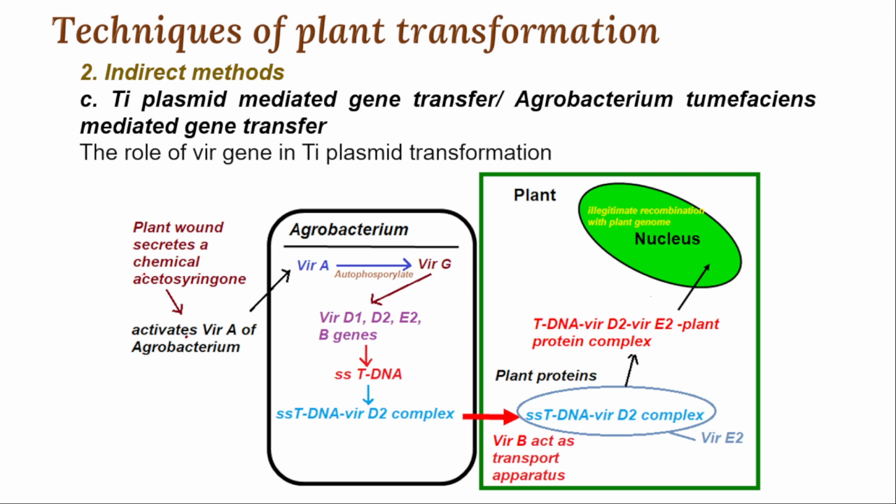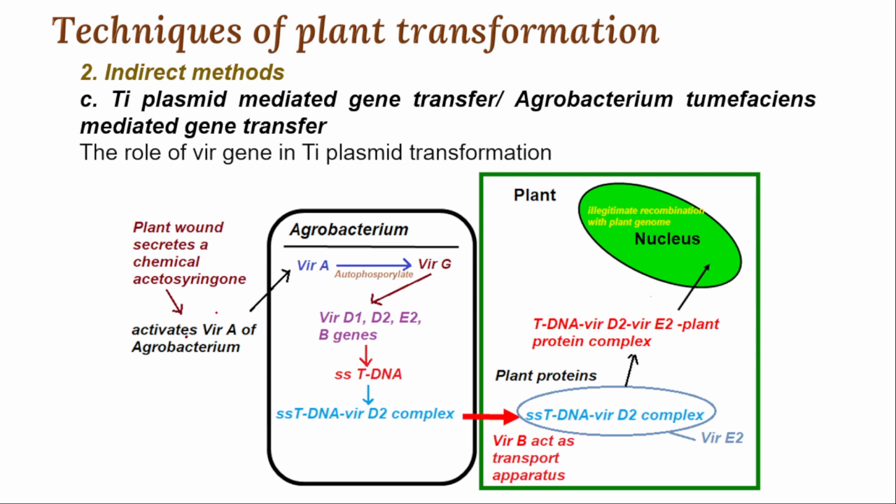The plant will secrete a chemical called acetosyringone. So acetosyringone is produced. This acetosyringone mainly helps in the chemotaxis of Agrobacterium tumefaciens. Whenever a wound happens, this Agrobacterium that is freely present in the soil or in the air will attach to the wound region, and this acetosyringone will activate the VirA gene.